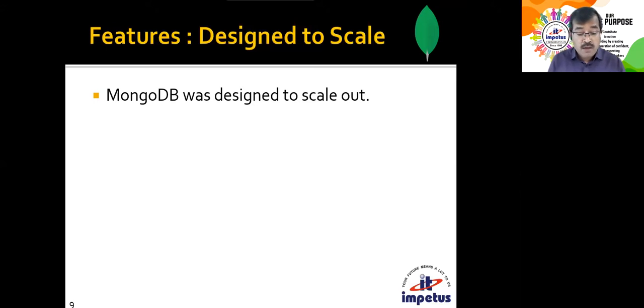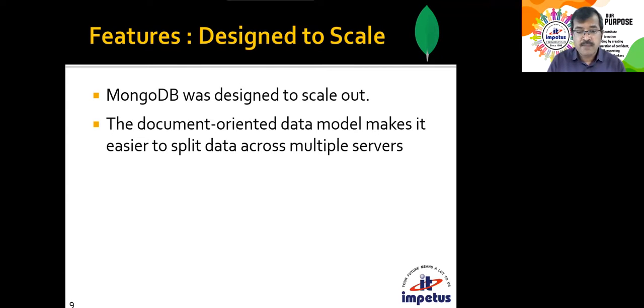MongoDB was designed to address this particular problem. It was designed to scale out. The very idea, the philosophy, of why we need such a database was to address this major concern. So one big concern that MongoDB very nicely addresses is scalability. Document-oriented data model makes it easy to split data across multiple servers. So there is no schema, there is no relation that I have to maintain.